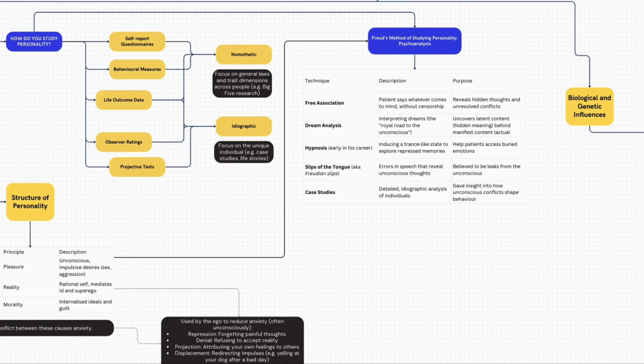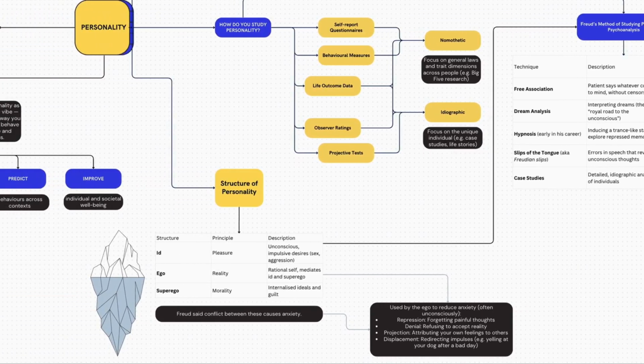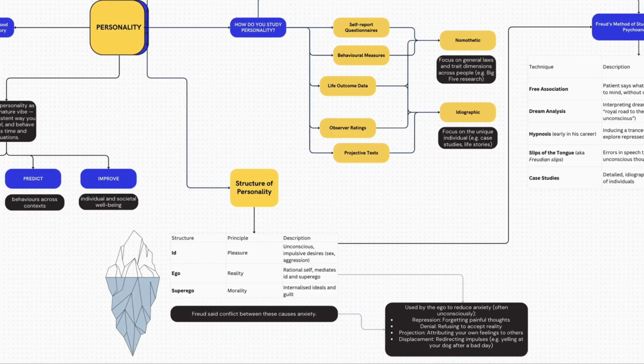So I guess we can say observer ratings and projective tests are more idiographic, and life outcome data, behavior measures, and self-report questionnaires can be nomothetic. So how do you study personality? Let's look in more detail at Freud's methods of studying personality.